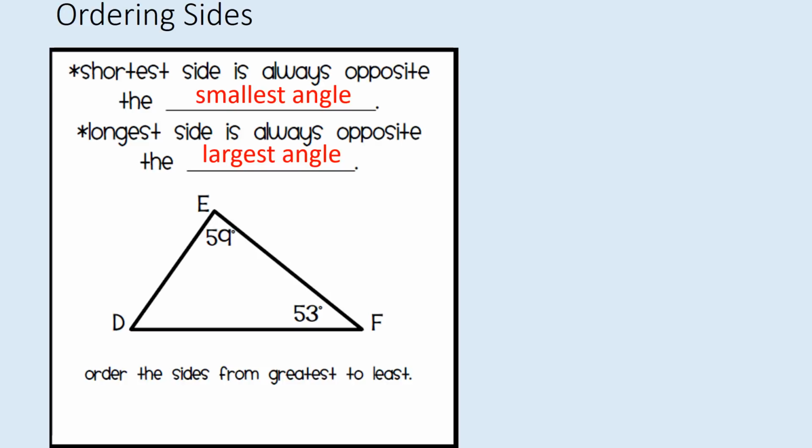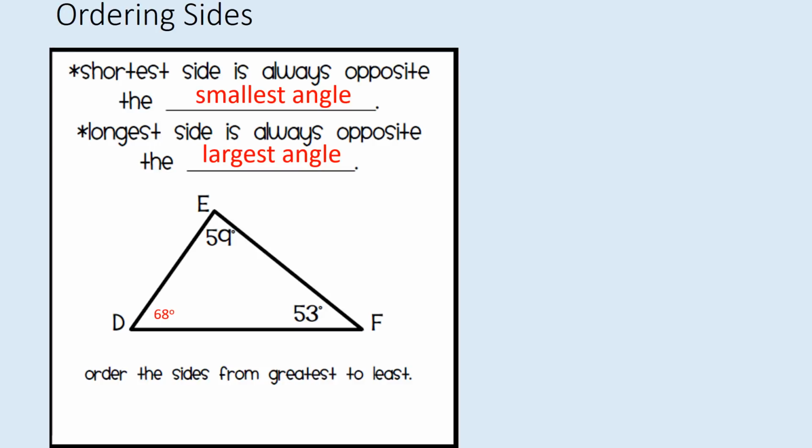So in this picture, they gave me triangle DEF, and we want to order the sides from greatest to least. We need one more piece of information from our triangle, though. We know that angle E measures 59 degrees and angle F measures 53 degrees. So if we use the interior angle sum theorem, or if we take 180 minus 59 minus 53, we get angle D to be 68 degrees. So if we're ordering the sides from greatest to least, we need to find our largest side length and the angle that's largest across from that to figure it out.